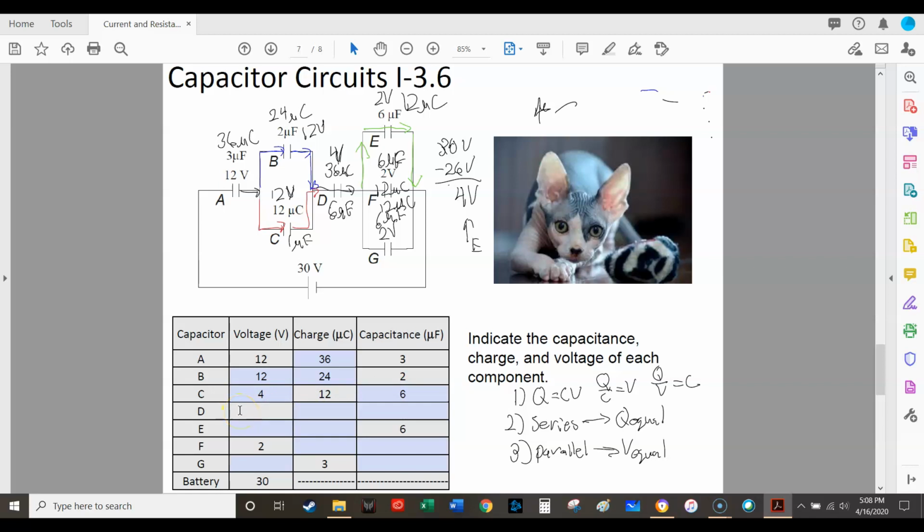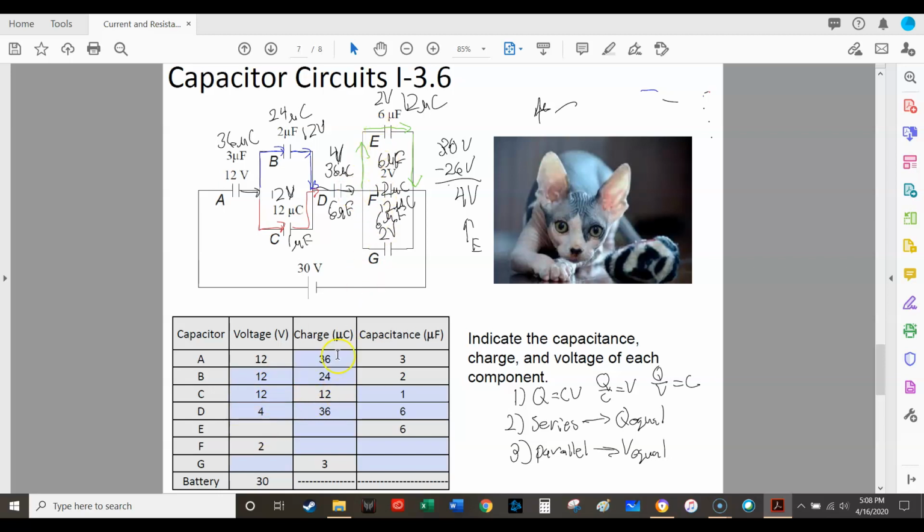D is going to be 4 volts. The charge is going to be 36. Oops, 36. And the capacitance is going to be 6 microfarads. Okay. This should be a 1. C should be 1. And this should be 12. Okay, just trying to make sure. Whoops, I made a mistake when I was copying that down. I apologize. All right.